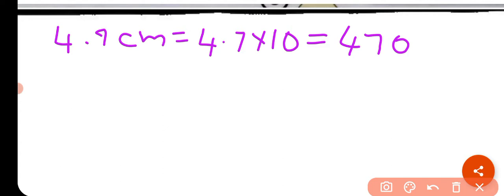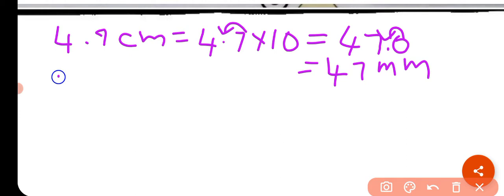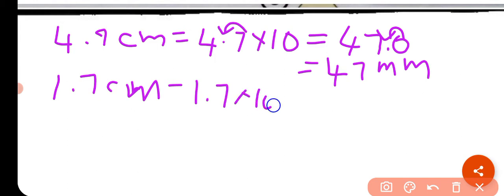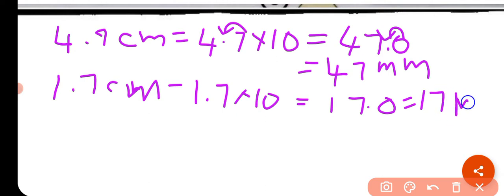But finally we have to put the decimal. Okay. So here 1 place to the left side. So in our answer also 1 place to the left side. So it is 47 millimeter. Next is 1.7 centimeter. So 1.7 into 10, 170. Then put the decimal 1 place to the left side. So which is equal to 17 millimeter. 17.0 means which is equal to 17.